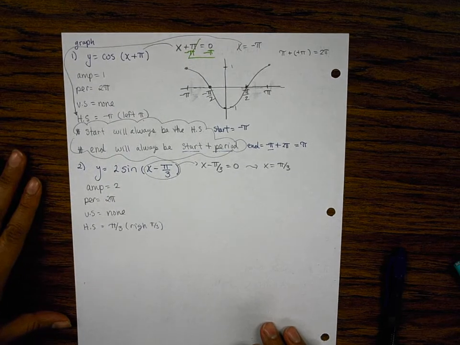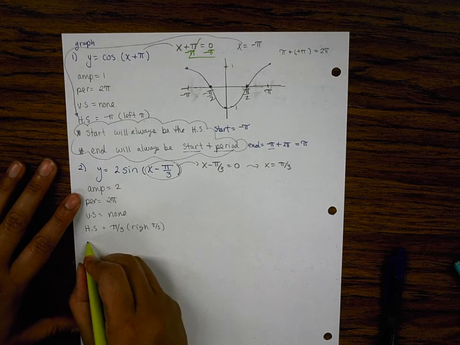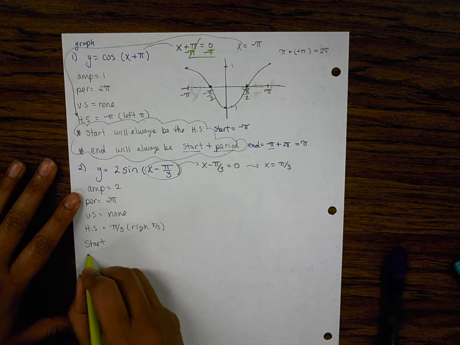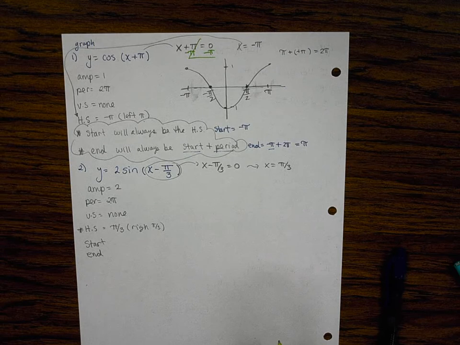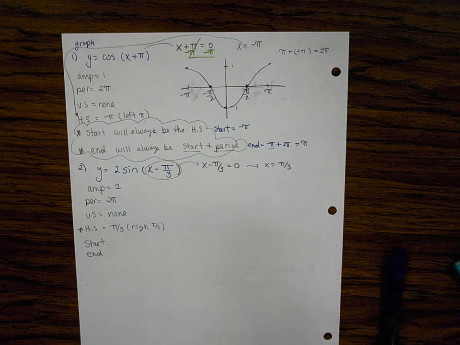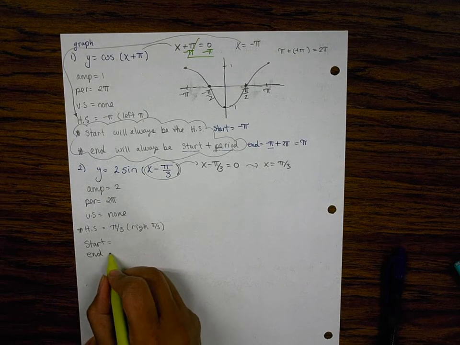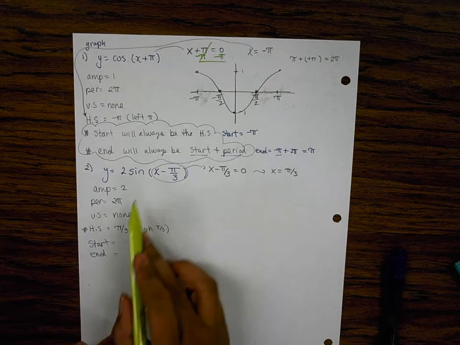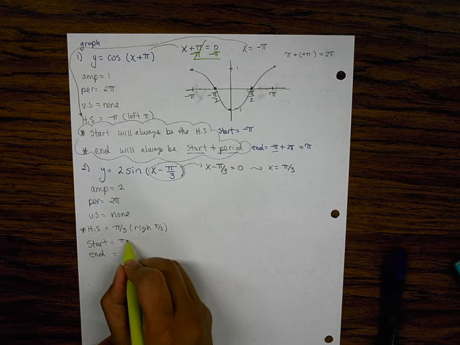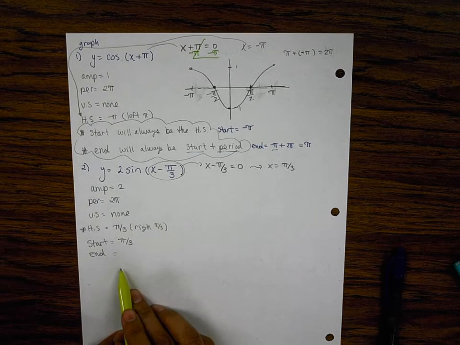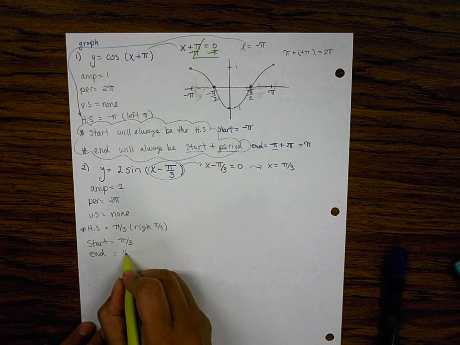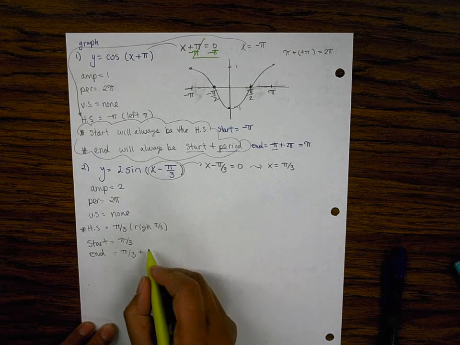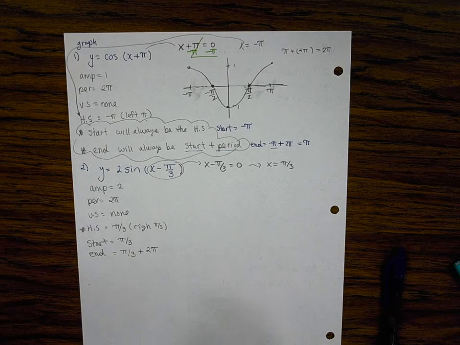Pi over 3. Okay, start and end. You have to find a start and an end whenever there is a horizontal shift. If there's no horizontal shift, your start will be 0 and your end will be whatever your period is. If there is a horizontal shift, your start and your end change. Remember, the start will always be the horizontal shift, so it is positive pi over 3. And your end will always be your start plus the period. The start is pi over 3 plus the period, which is 2 pi.